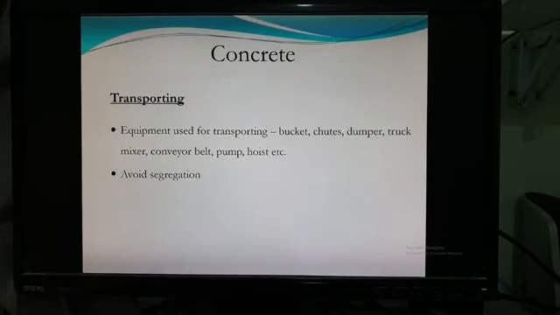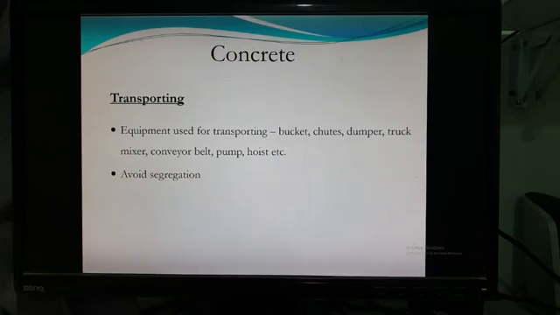So in terms of transporting the concrete, anything goes. Buckets, chutes, dumper trucks, it depends. If you are moving a small quantity of concrete horizontally or even vertically, you can use just a typical bucket. Or if you are moving the concrete in a larger volume and you are moving it vertically, you can use your chutes, or you can use your concrete pump.